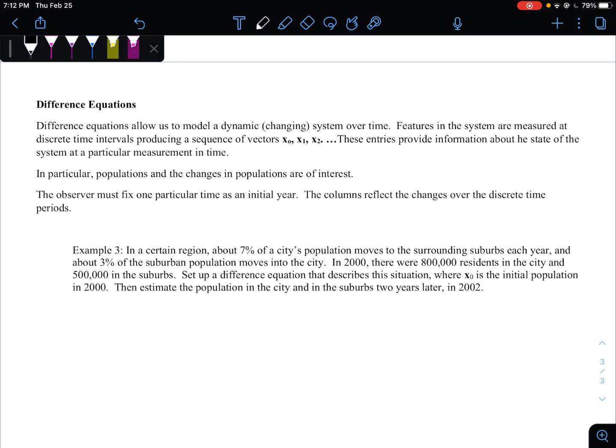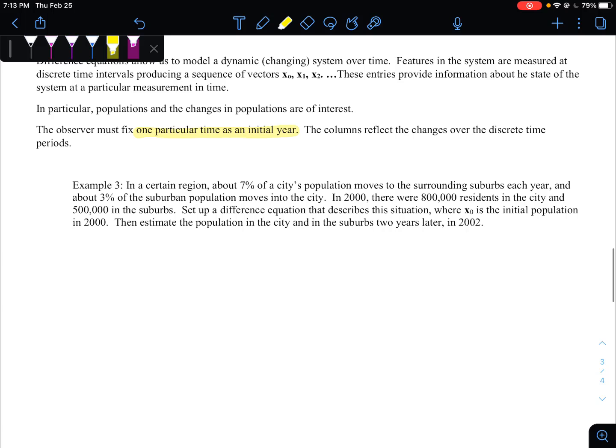The one thing is we always wanna make sure that we fix one particular time as the initial year, because we are going to use a matrix to describe the changes that happen every single year. And so in order to know where our population ends up, we need to have a starting point. That will give us how many times we need to apply this matrix of changes. All right. So for our example here, we've got some made up city.